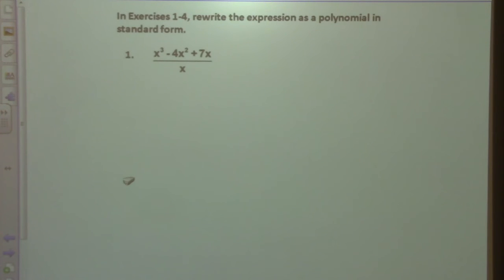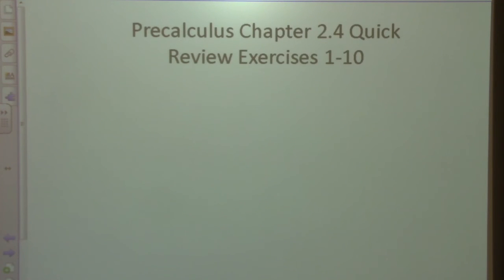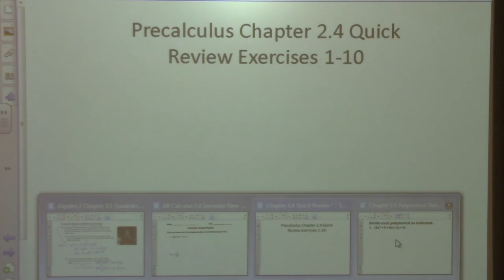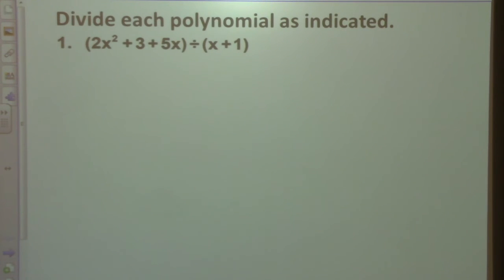What we have here, in the exercises, oh, that's not the one I wanted. This is the one I wanted. Divide each polynomial as indicated. So we're going to introduce two things, and in Algebra 2 Honors, we did talk about these last year. What were the methods of division we talked about last year for something like this? Do you remember them?